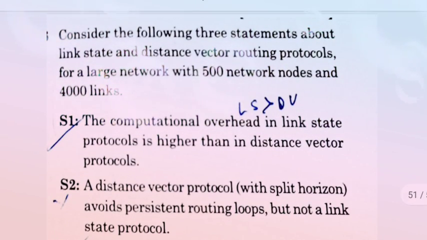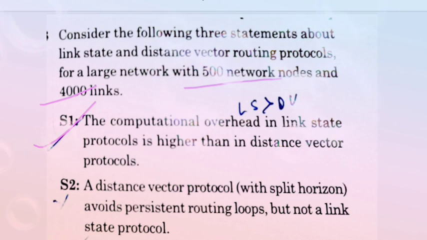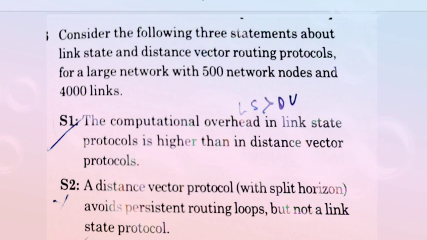Consider the following three statements about link state and distance vector routing protocol for a large network with 500 network nodes and 4000 links. Your first statement is given: the computational overhead in a link state protocol is higher than in distance vector protocol. So it is also true. Now come to the next statement.